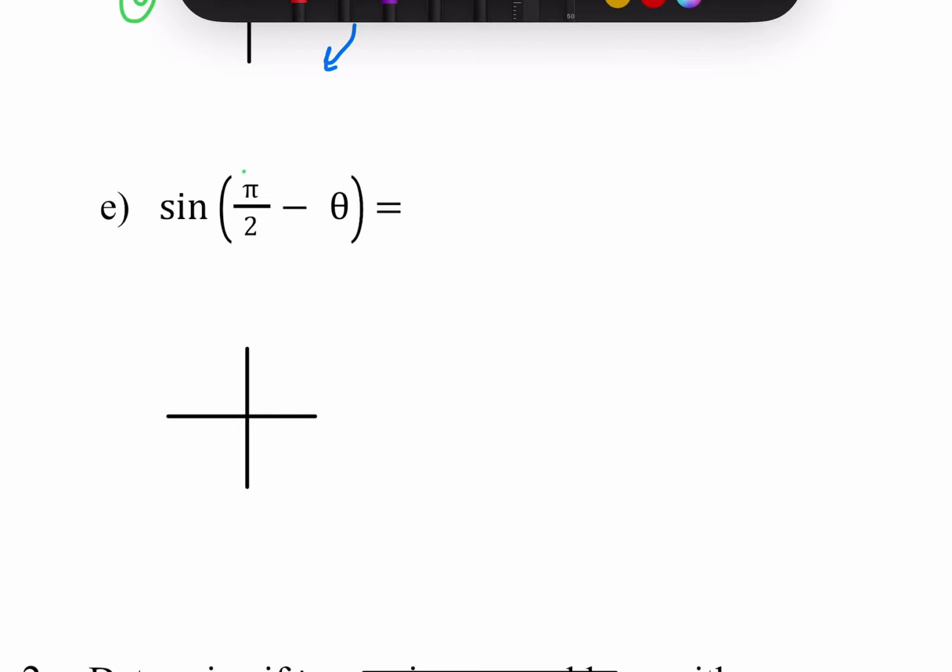At pi over 2, sine is 1. And I'm going in the negative direction. So that means here the y value is 0. And then here it's -1. So this is a cosine function.